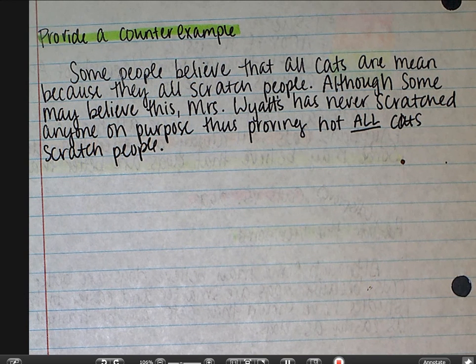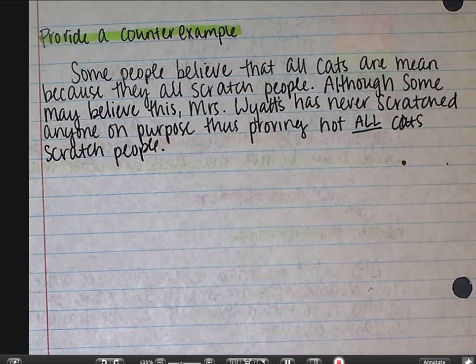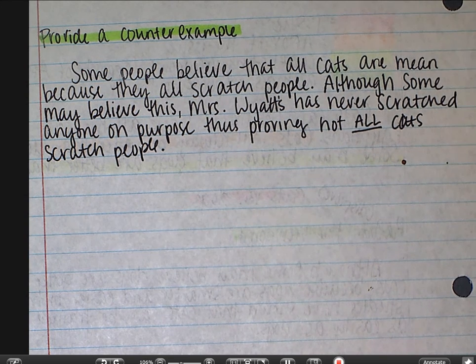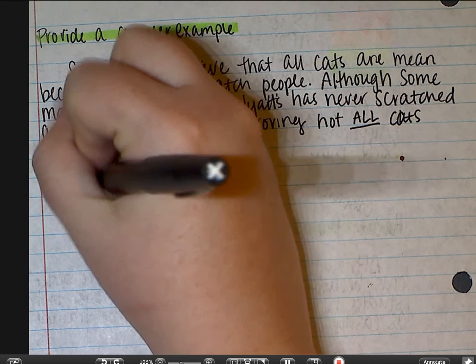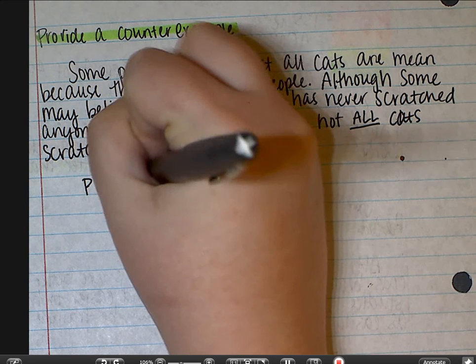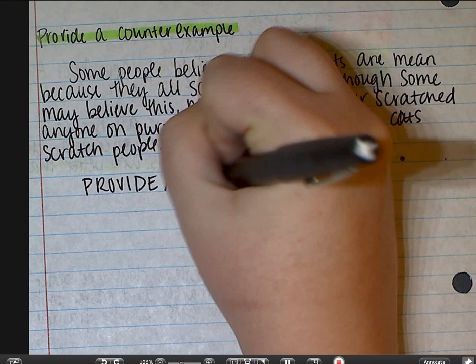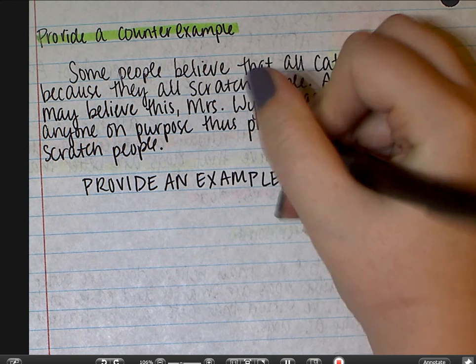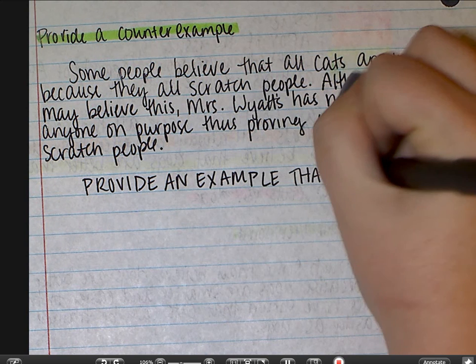So when your author responds to a conflicting viewpoint by providing a counterexample, the author will provide one specific example of something that disproves the conflicting viewpoint. So it is provide an example that disproves.